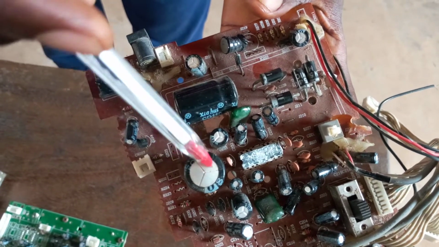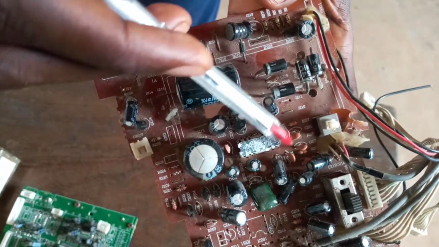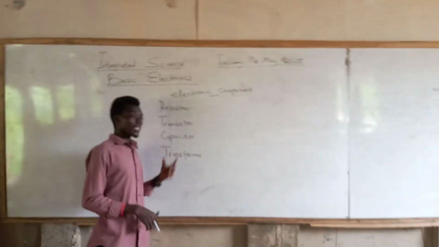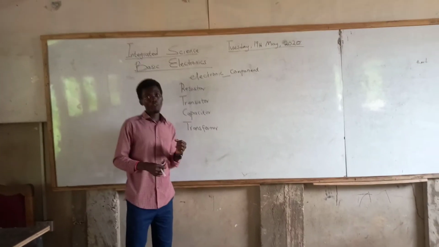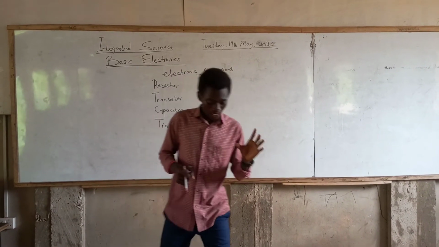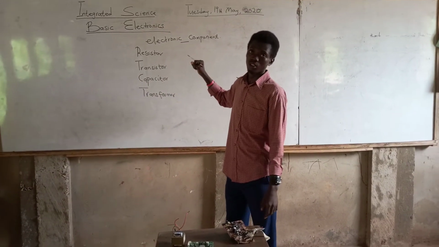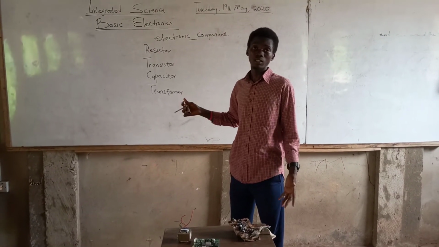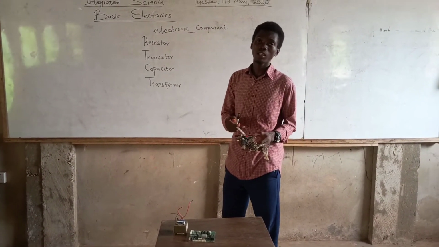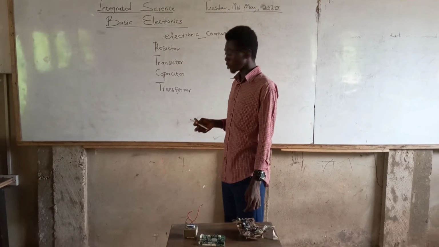This one is the electrolytic capacitor. There are some chemicals inside, electrolyte. But this one is made of ceramics. So this one too is an example of a capacitor. As the name goes, capacitor has the ability or capacity. A capacitor is an electronic component that stores electrons or electrical charges temporarily. So the electrolytic or ceramic capacitor I showed you stores electrical energy temporarily.